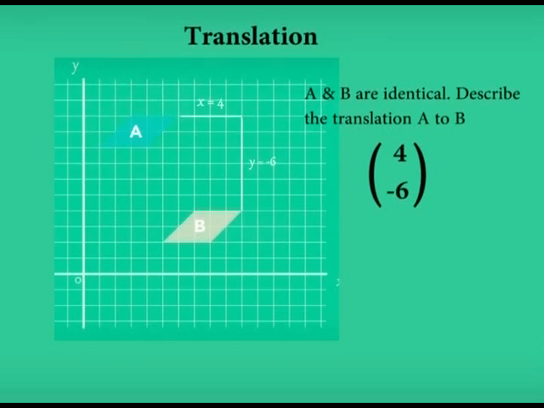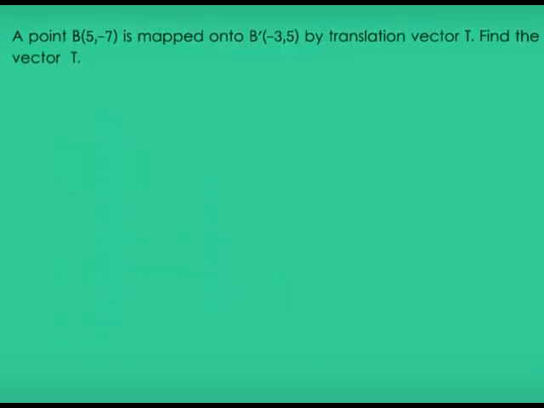Using calculations, we can also find the translation vectors. For example, our point B (5, -7) is mapped onto B prime (-3, 5) under a translation T. Find the vector T. So we know that B plus translation vector T is equal to B prime, and therefore T is equal to B prime minus B.